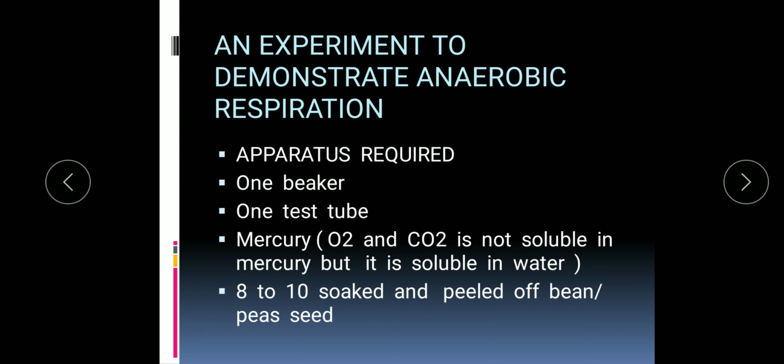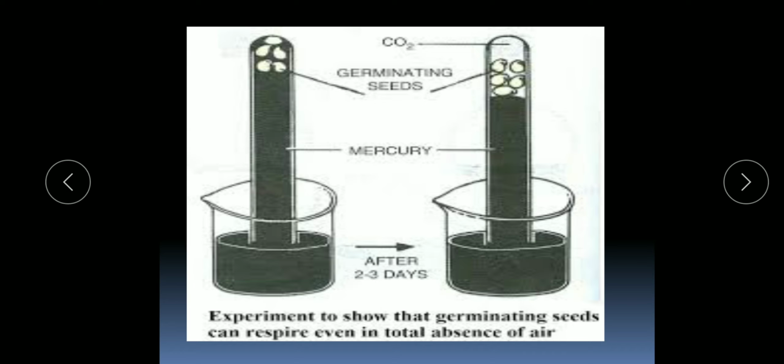Then we need 8 to 10 soaked and peeled off bean seeds. Why do we need to peel off the bean seed or the pea seed? As we peel off the seed, the surface area will be exposed and it will increase the rate of diffusion of carbon dioxide gas. Okay, then this is how the experimental setup will be arranged.